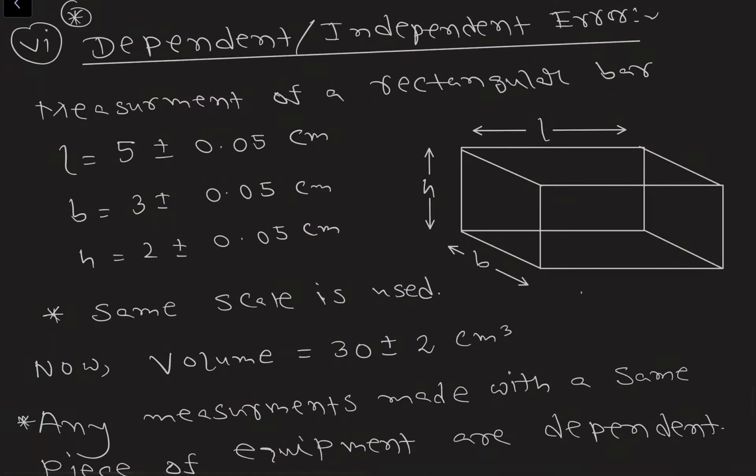Now we come to the last and one of the most important discussions: we can also classify error into two different broad categories. One is dependent error and another is independent error. Let's first come to dependent error.